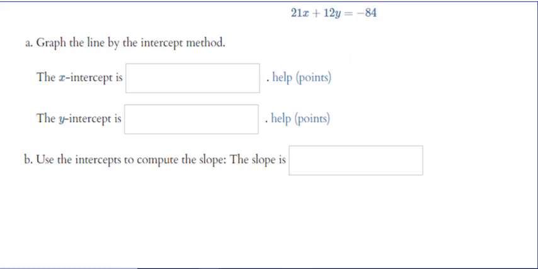All right, so graph the line by the intercept method. What they're wanting you to do is find the x and y intercepts and then look at them to find the slope.